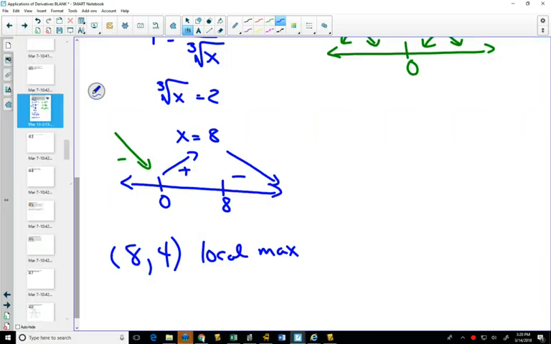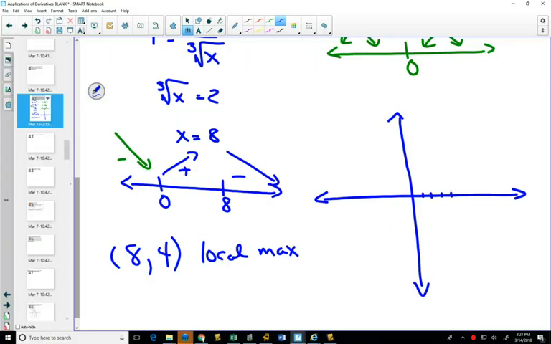We have that as our point. We know where it's decreasing. We know where it's increasing. We know its shape. And we know something bad happens at 0. And we also know that it's always concave down. 2, 3, 4, 5, 6, 7, 8. 1, 2, 3, 4. Let's label that point. 8 comma 4. That's a local maximum.